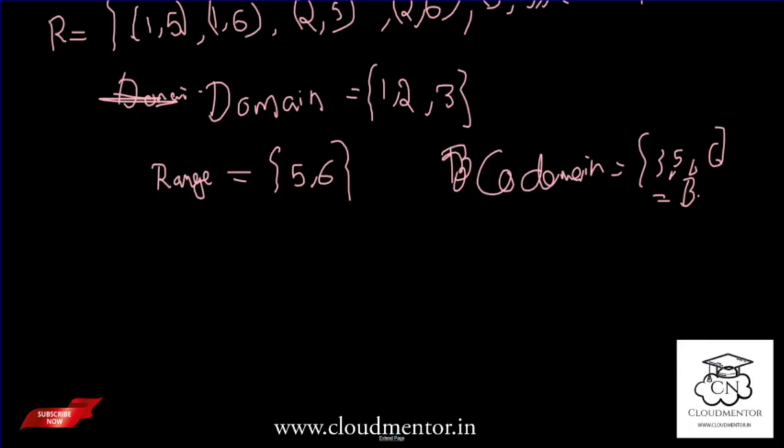And now let A and B be non-empty finite sets having p and q elements, that is, let n(A) equal to p and n(B) equal to q, respectively. Then the total number of relations possible from A to B will be equal to 2 raised to pq. That is, the total number of relations is 2 raised to pq.